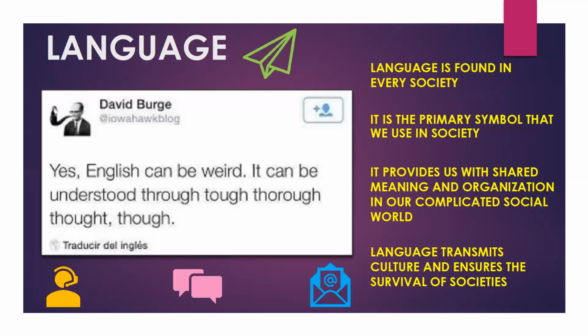So one of the most crucial aspects of culture is language, right? Language is something that's found in every society, even though it's always different. It's the primary symbol that we use in society to communicate with each other, right? We're generally talking to somebody every day. Again, whether that's a verbal conversation or nonverbal, we're typically using language. It provides us with shared meaning and organization in our complicated social world. So it helps us make sense of things. We're able to talk, to converse, to understand. Language is a way that culture is transmitted and ensures the survival of society.